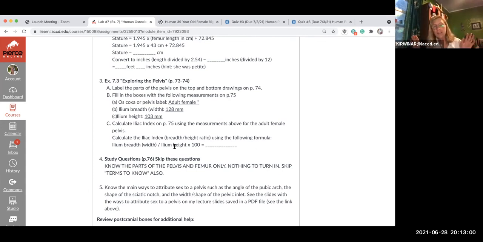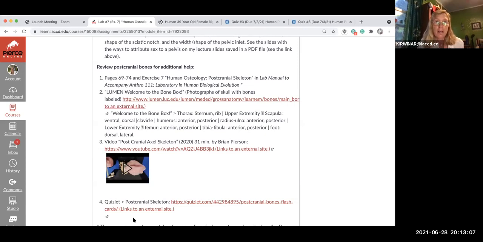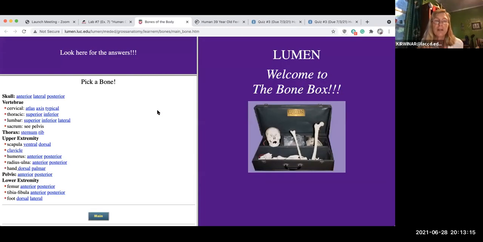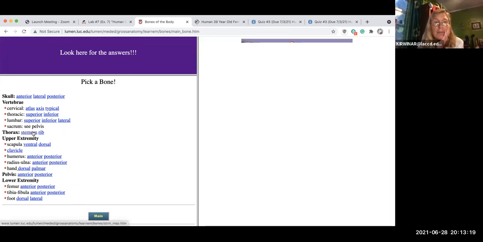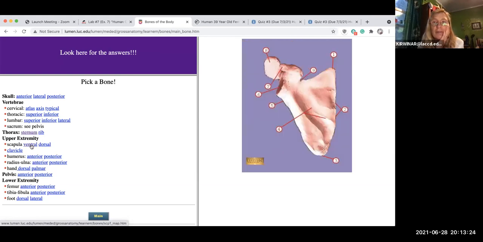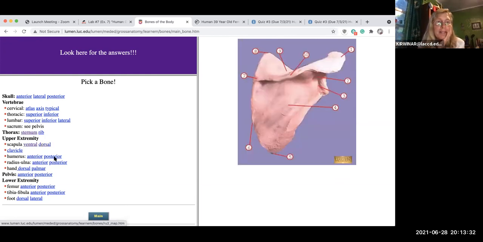There's no study questions for lab 7. Just review the bones. Here at the bottom of the Canvas assignment are some links to help you quiz yourself on the postcranial bones. So there we go. If you want to do a scapula, that's the ventral side of the scapula, or the side interior of the body, the dorsal side of the scapula, for example, and that's the Welcome to the Bone Box link.